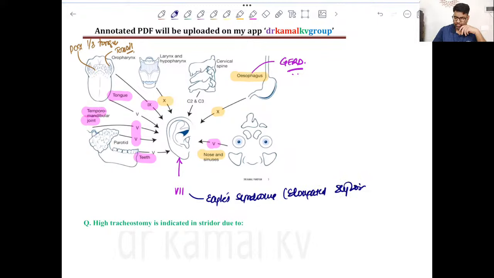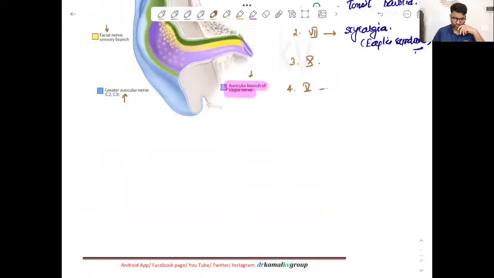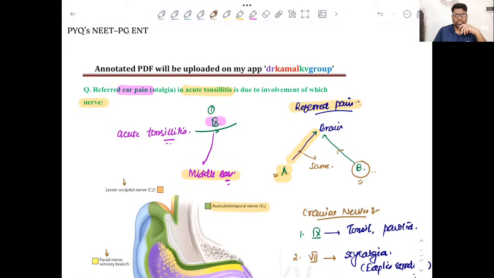styloid process, right? So what I mean to say is that there are many nerves which can lead to referred pain because they are supplying some other structures and also the ear, and just because of that concept of same nerve supply, there is the concept of referred pain here, right? So in this particular case, the question was about acute tonsillitis. It is because of the involvement of the glossopharyngeal nerve, right? So this is the beautiful concept of referred pain. In acute tonsillitis referred pain, the answer has to be glossopharyngeal nerve.